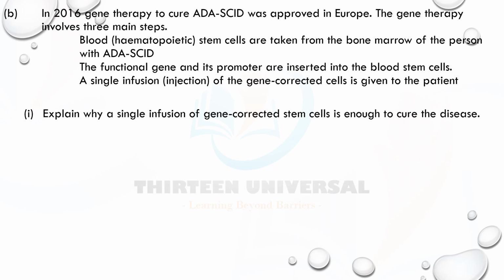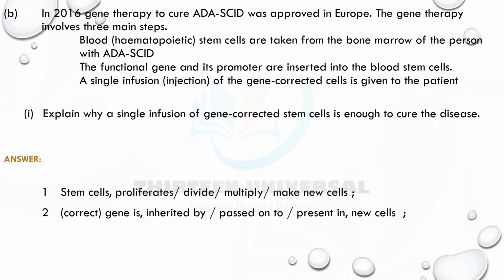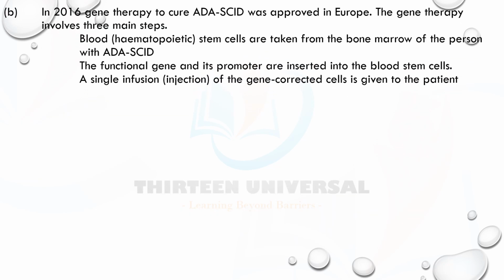So remember that stem cells divide by mitosis. They proliferate to make more cells. So if one stem cell has the gene, it will divide and pass on the gene to all the new cells being made. Stem cells can make a lot of cells in a short time because they divide continuously by mitosis and pass on this corrected gene. Stem cells divide, multiply, make new cells, and this gene is inherited or passed on.